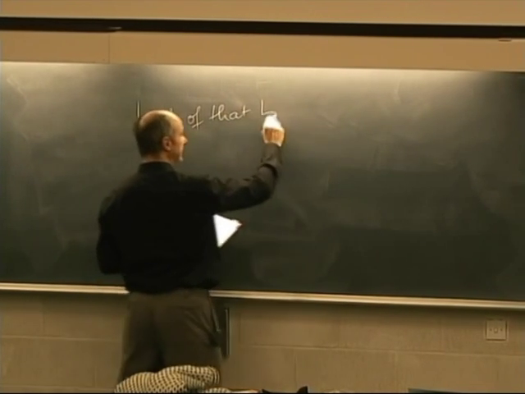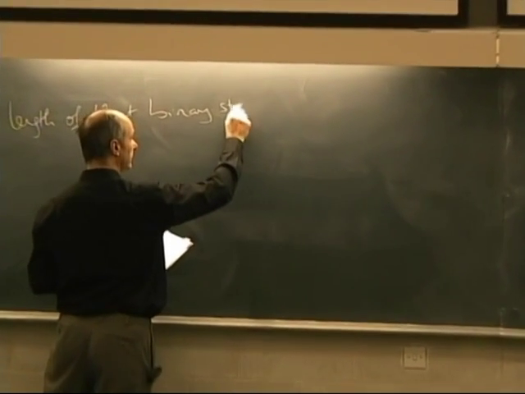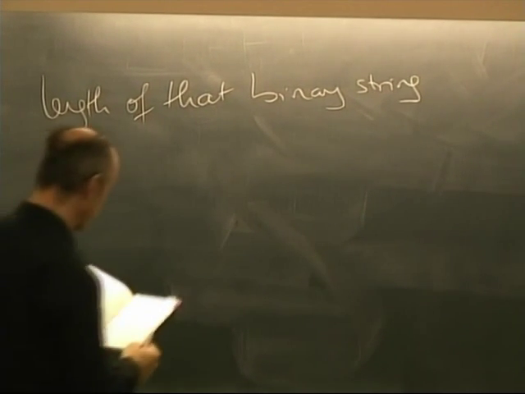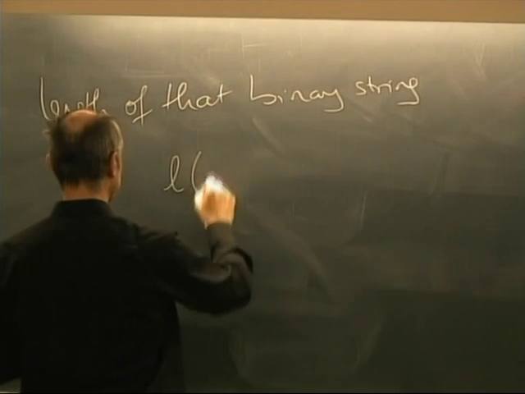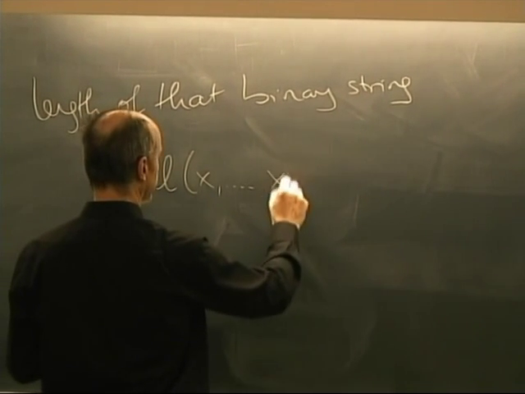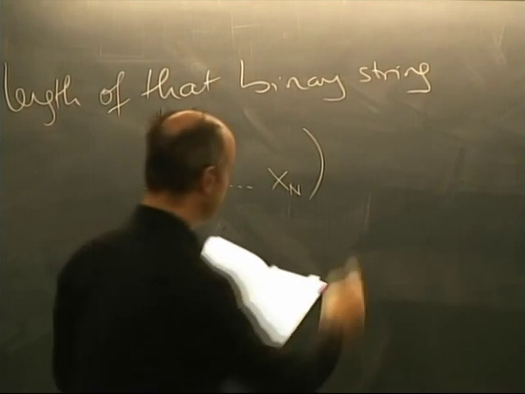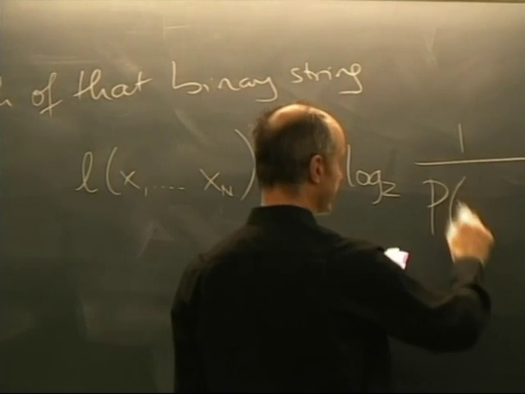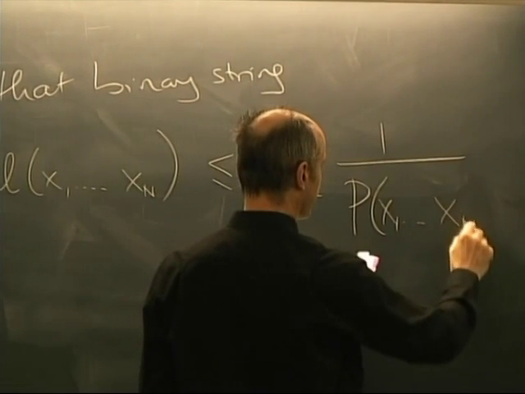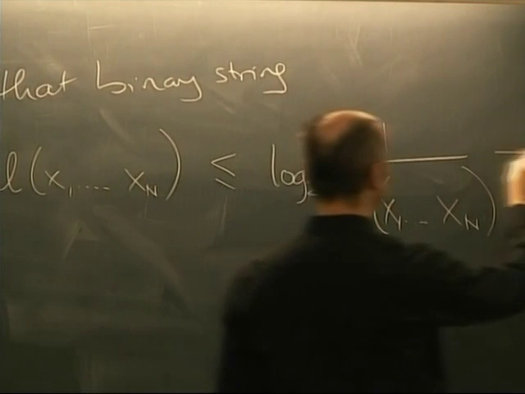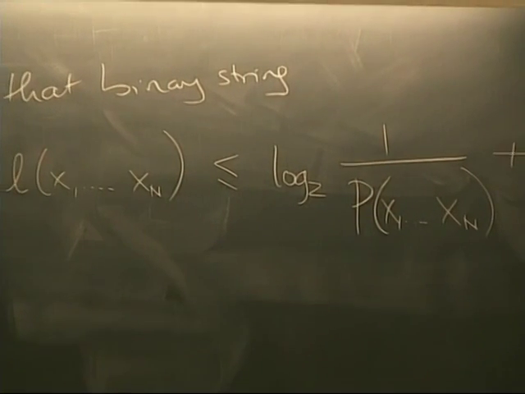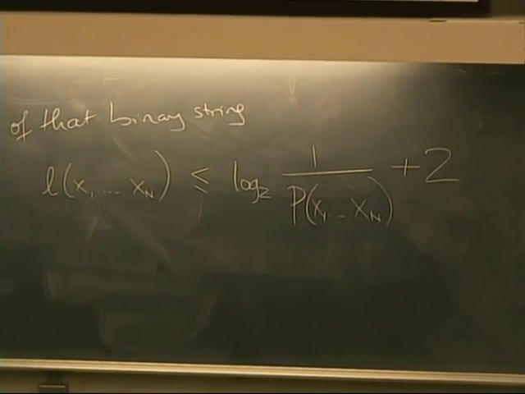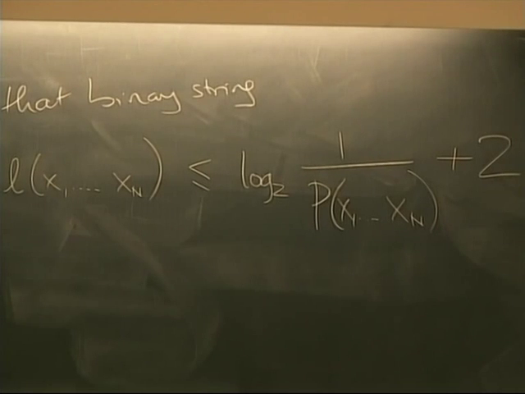The length of that binary string that I just mentioned a few minutes ago, the one that we send, I'll call it the length of the encoding of x1 to xn. It's less than or equal to the Shannon information content, which is what Shannon says it ought to be for absolutely perfect compression, plus 2. So the entire length of the whole compressed file is only 2 bits longer than the optimal length that Shannon would like you to have.